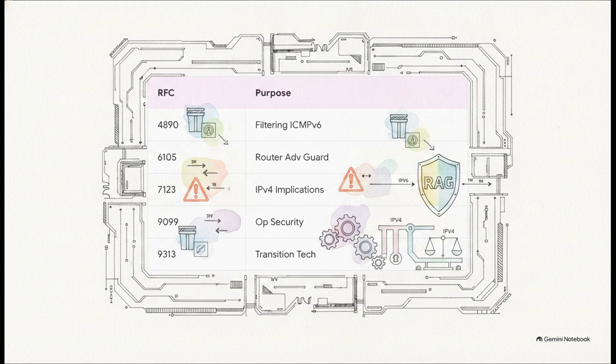RFC 4890 is super critical because it tells you how to filter ICMPv6 messages. Remember, you literally cannot just block all ICMP anymore or the whole protocol breaks down. Then there's RFC 6105, which is your standard for IPv6 router advertisement guard. RFC 7123 details the security implications on IPv4 networks. RFC 9099 is all about operational security considerations. And lastly, RFC 9313 gives you a really comprehensive breakdown of the pros and cons of these transition technologies. Seriously, keep this list handy. It is your ultimate reference guide.